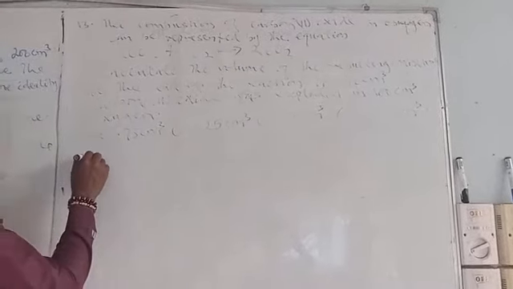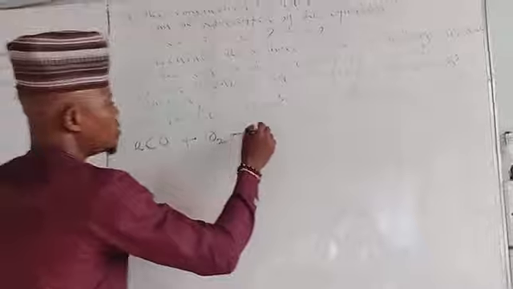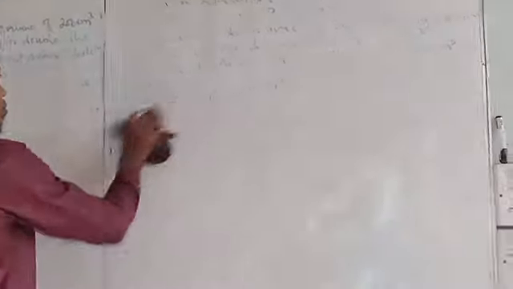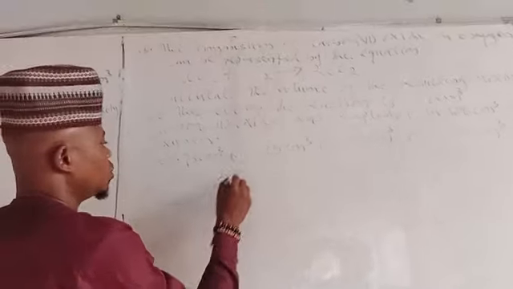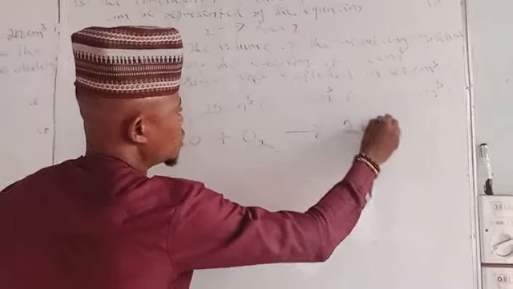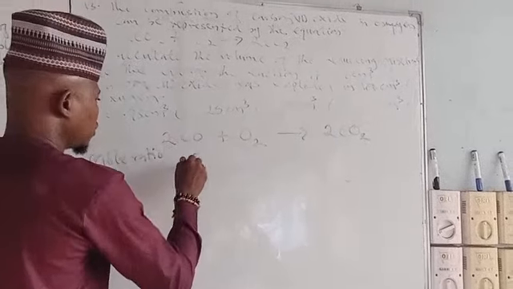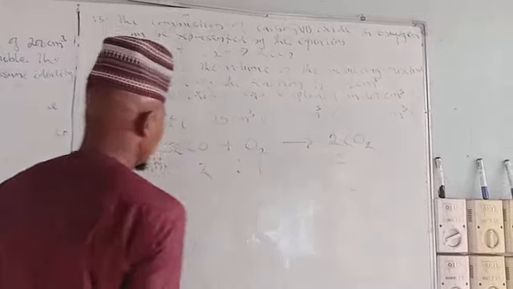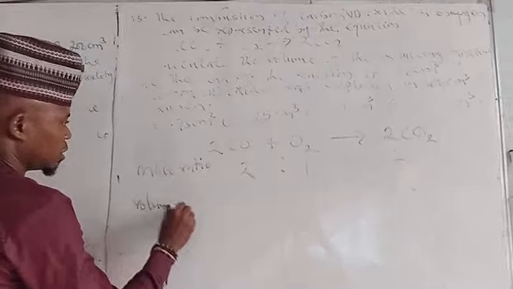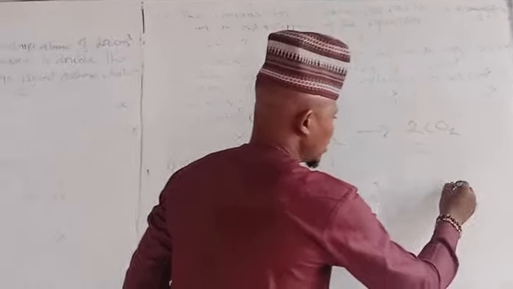First of all, let's write down the equation. 2CO + O2 to form 2CO2. Now, let's look at the mole ratio. This is going to be 2:1:2. Let's look at the volume ratio. It means 2 cm³ of this, we need 1 cm³ of this to form 2 cm³ of CO2.